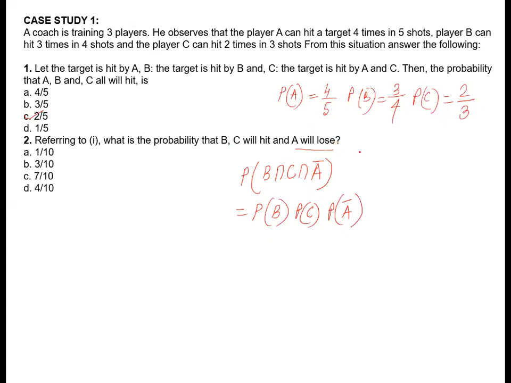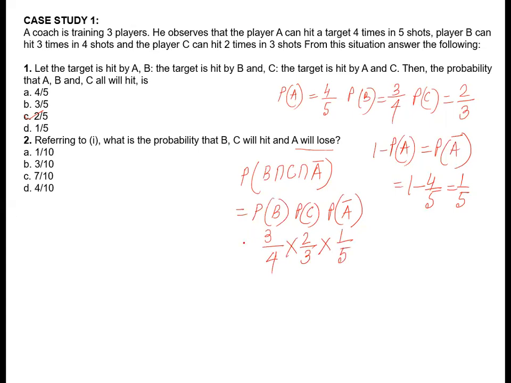With P not A, I'll go for 1 minus PA. P not A is equal to the complement of PA. So 1 minus 4 by 5, that will be 1 by 5. So PB is equal to 3 by 4. PC is equal to 2 by 3. And P of not A is 1 by 5. So we multiply, 3 cancels. And 2, so it will be 1 upon 10. So the answer is 1 by 10, option A.